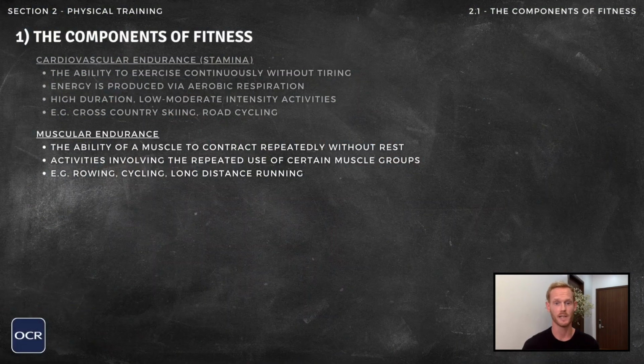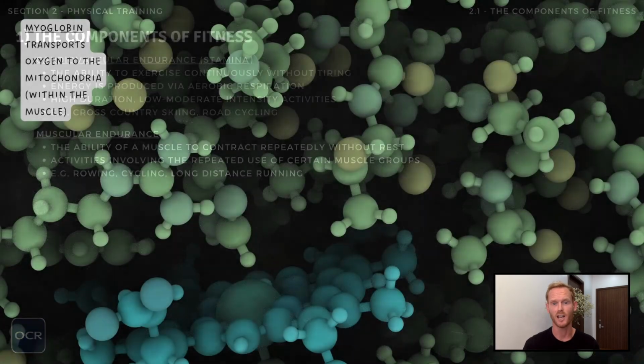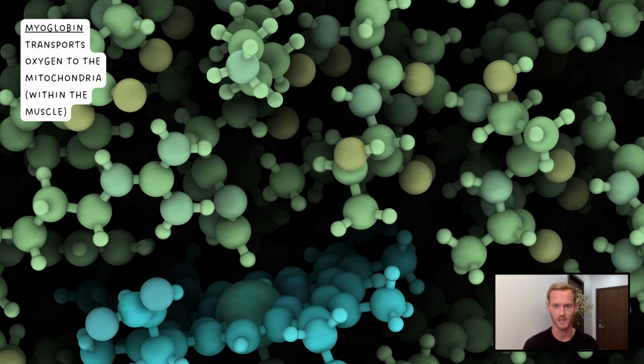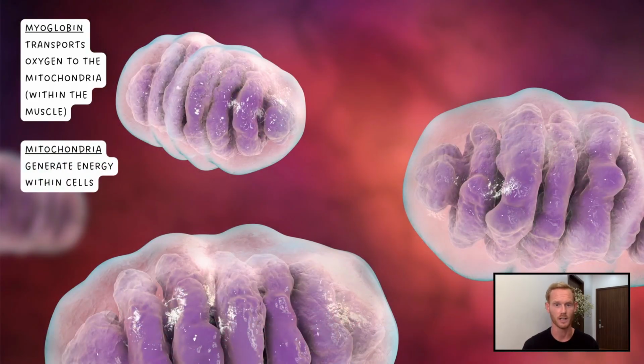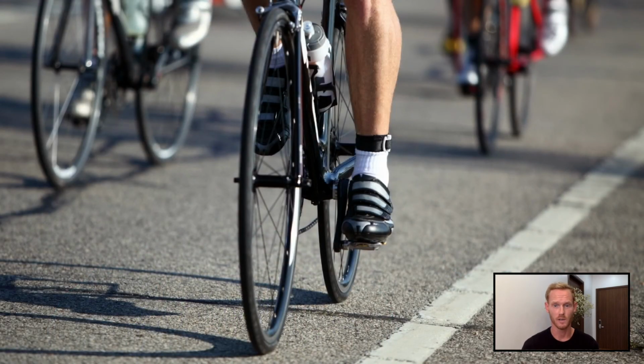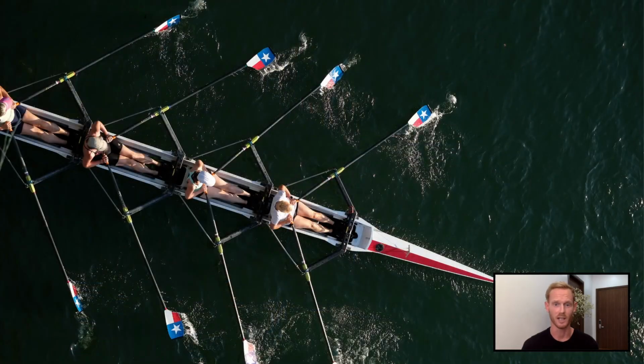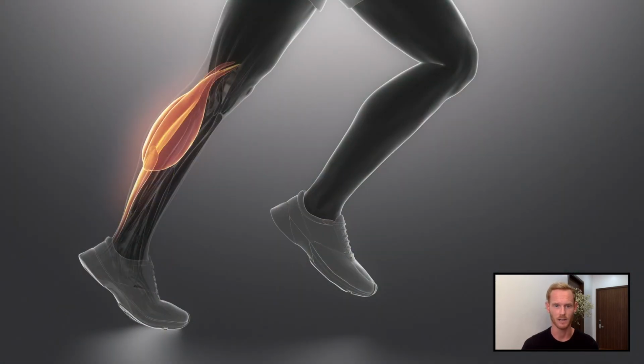Muscular endurance is the ability of the muscles to contract repeatedly without rest and is determined by factors like the myoglobin content of the muscle cells and the number of mitochondria contained within them. Athletes who have more mitochondria are able to produce more energy and are therefore more resistant to fatigue. Activities that rely on muscular endurance involve the repeated use of certain muscle groups, for example the latissimus dorsi in rowers and gastrocnemius in runners.